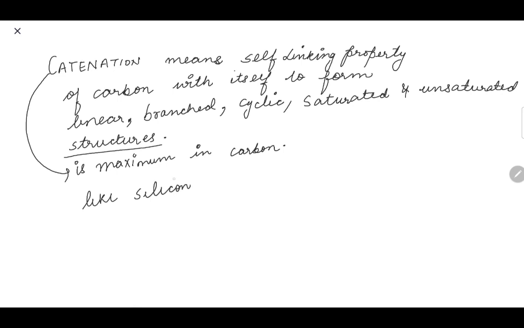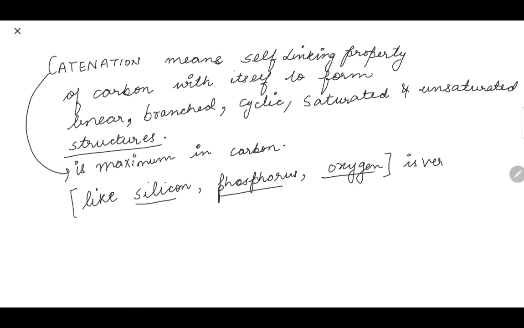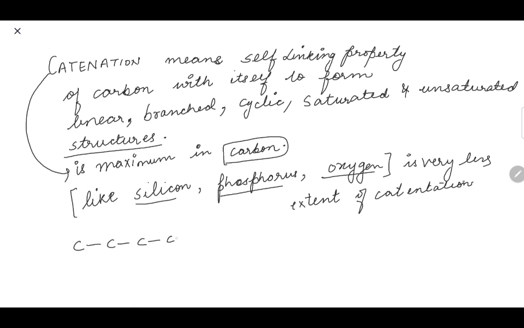Other elements also show catenation, like silicon. There is another element, phosphorus, that also shows catenation. Another element, oxygen, also shows catenation. But the extent of catenation in silicon, phosphorus, and oxygen is very less, and the extent of catenation in carbon is very, very high. Carbon can combine with itself in straight chains.